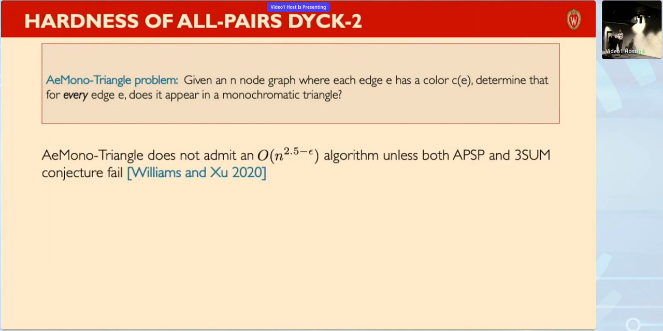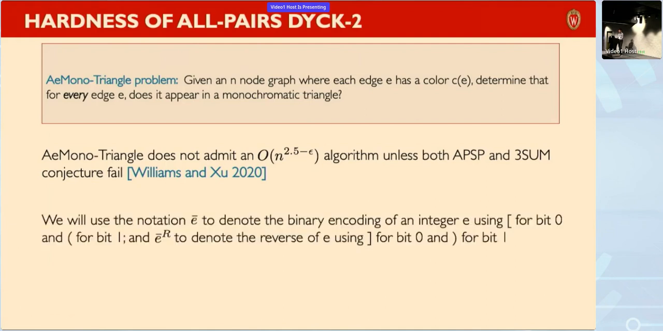So prior work has shown that this particular problem does not admit a better algorithm than the one shown here, unless both all pairs shortest path and threesome problem have better algorithms. So this is a pretty strong result. In order to show you the reduction, let me set up some notation and background.